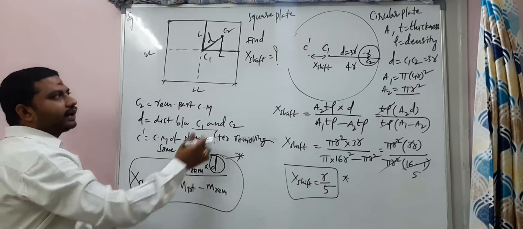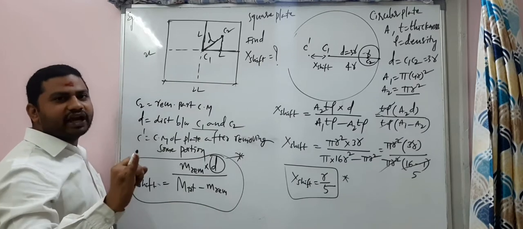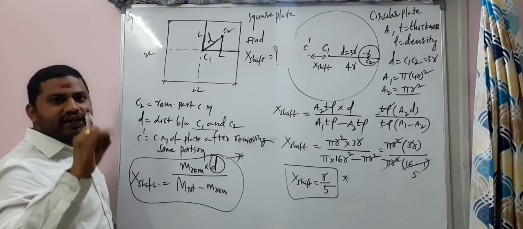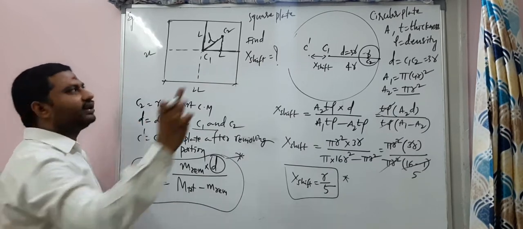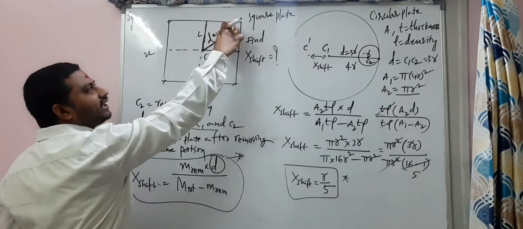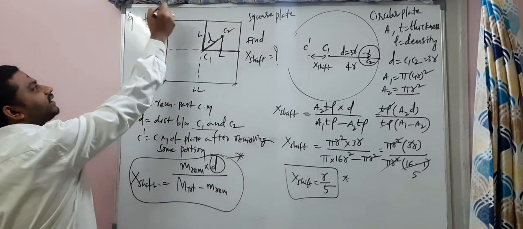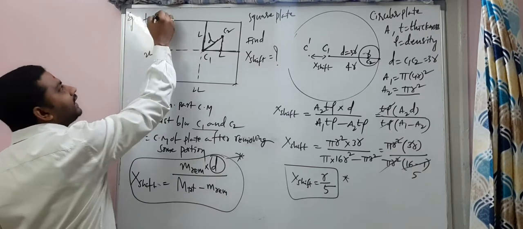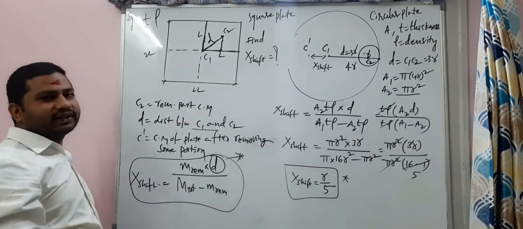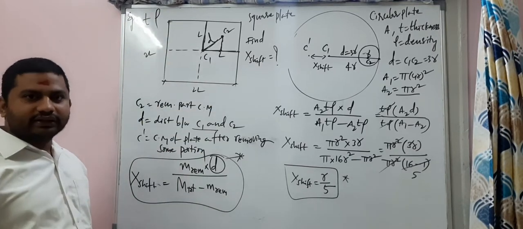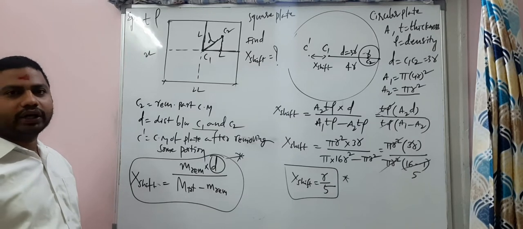Mass of the removed part, the formula remains the same: area into thickness into density. So its area, its thickness, its density. Imagine the thickness of the square plate is T and the density of the square plate is rho.